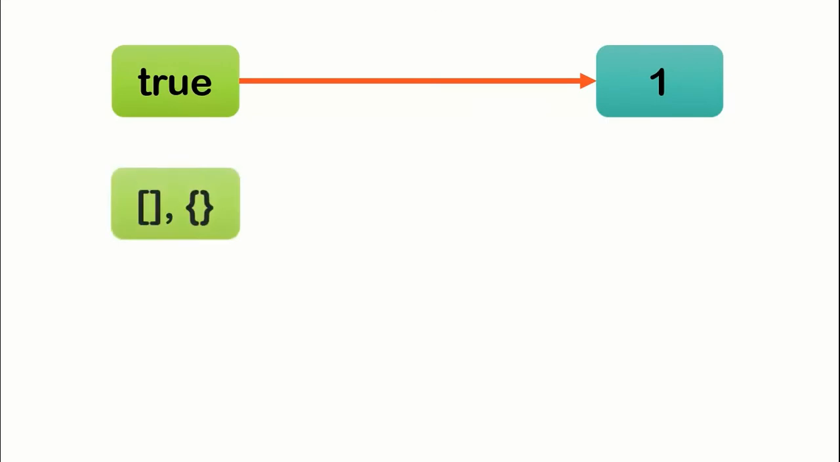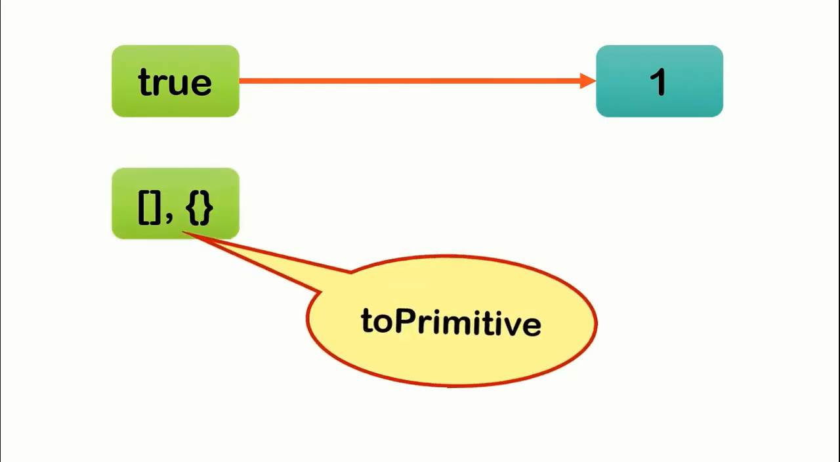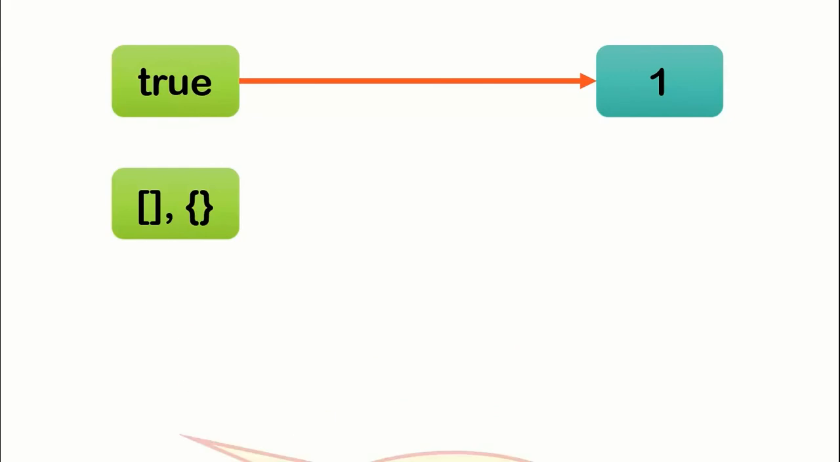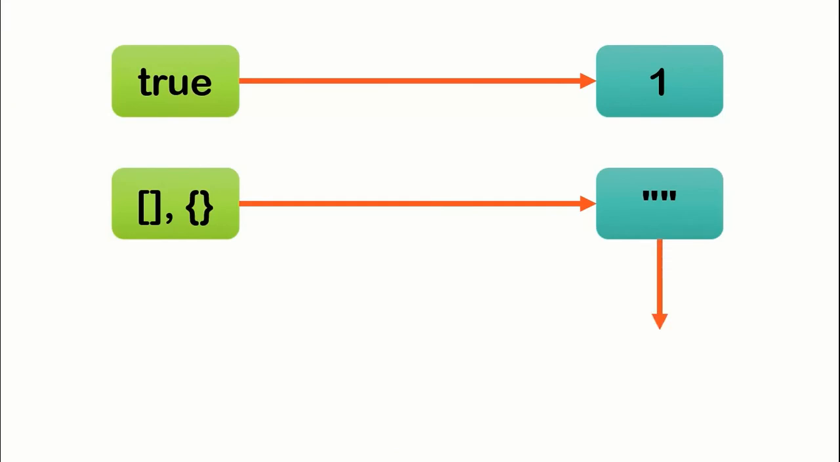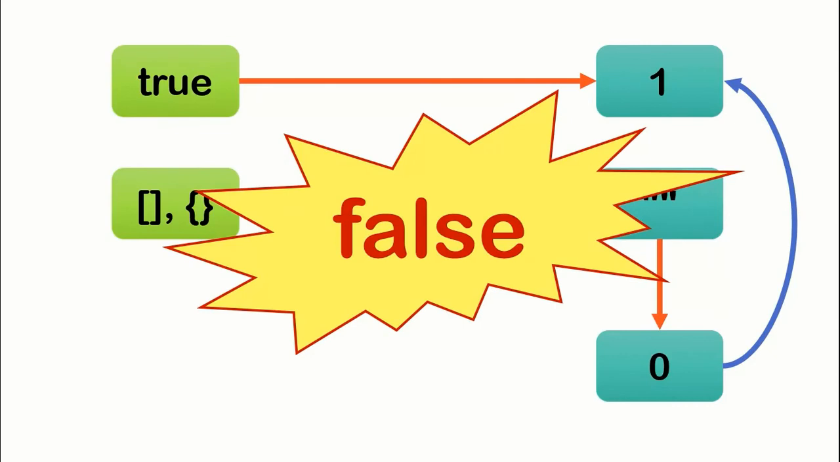True is always converted to 1. For an empty object, JavaScript will try to convert it by using toPrimitive. Since it's not a primitive, the method toString will be used, and we will get an empty string. The empty string will then be converted to 0. We will end up comparing 0 and 1, which is obviously false.